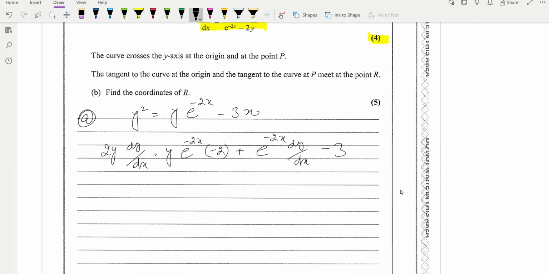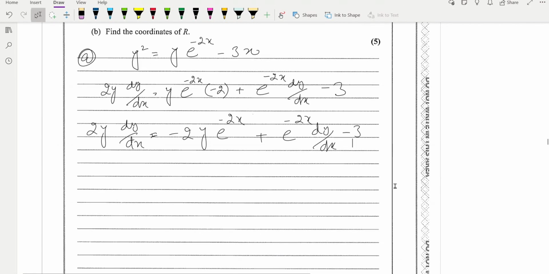Hopefully you are understanding this step. Now we can basically shift this minus 2y. If we write another step, that will be better for your understanding. So I'll rewrite minus 2y e raised to minus 2x and plus e raised to minus 2x dy over dx and minus 3. So we will be shifting basically this part to this side.